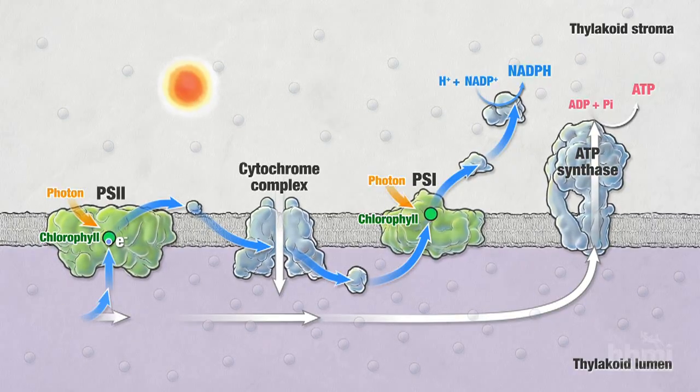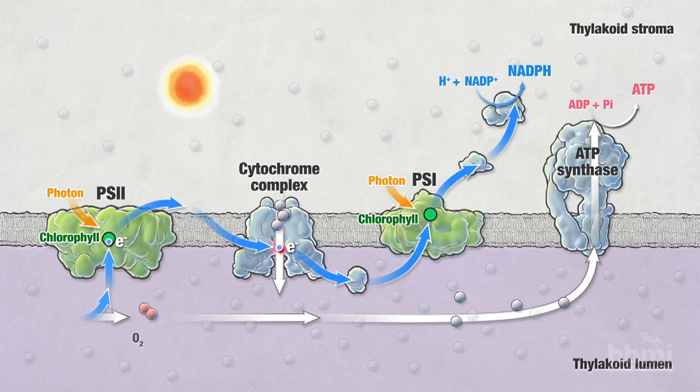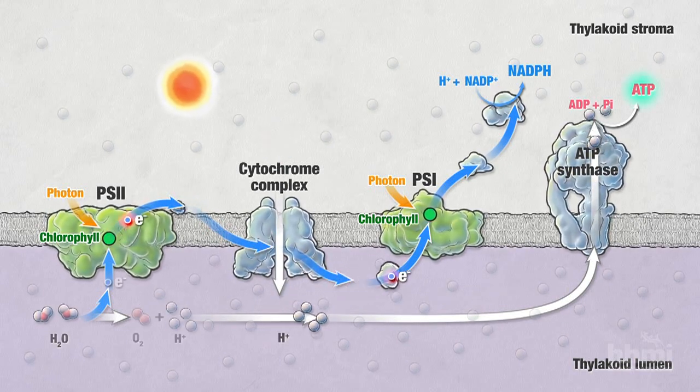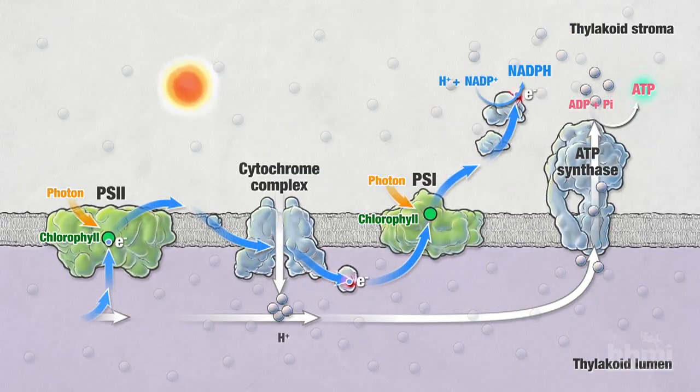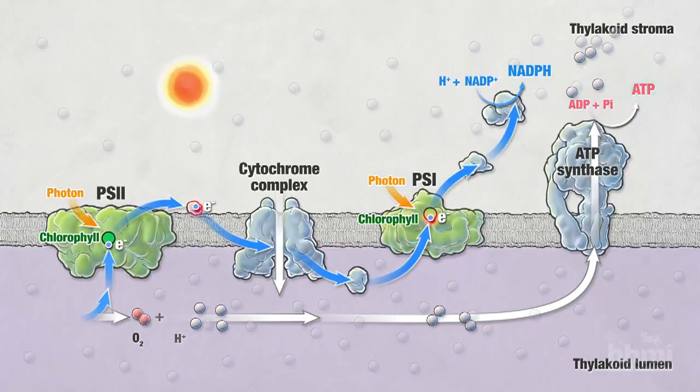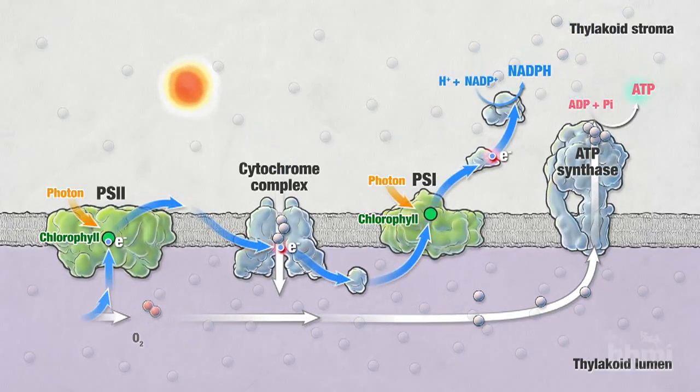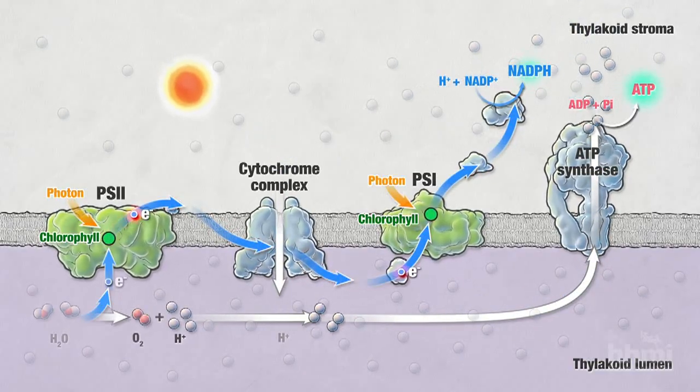This light-driven electron transport chain is usually continuous in the presence of sunlight. It encompasses a series of chemical reactions that involve light absorption, energy conversion, and electron transfer carried out by the photosystems and other enzymes on the membrane of the thylakoids.